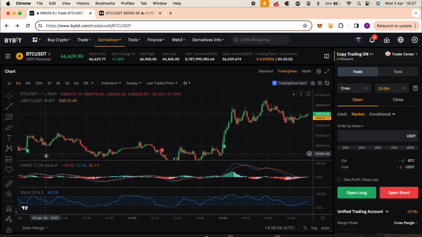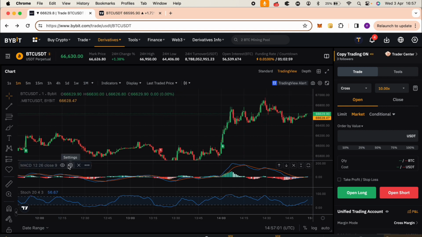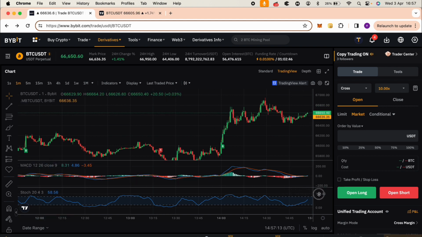So before we apply the strategy, before we start to enter a buy position or a sell position, we need to change the settings of our indicators, because the strategy that I'm gonna explain to you is based on the 1 minute chart, and both indicators must be set for the 1 minute chart.